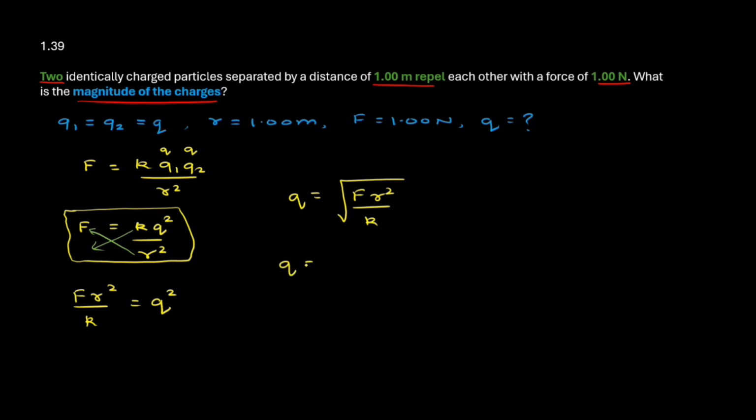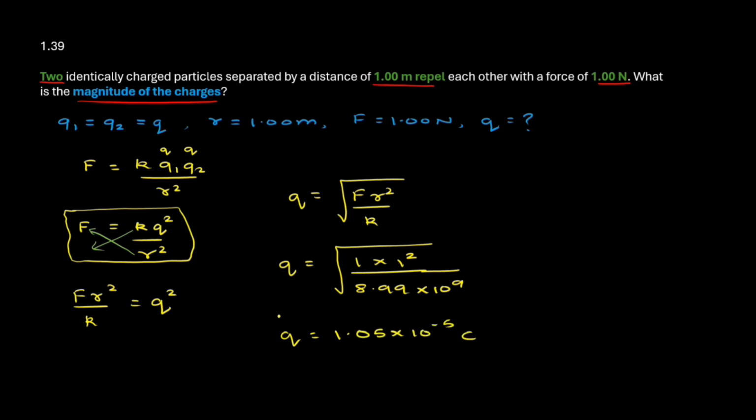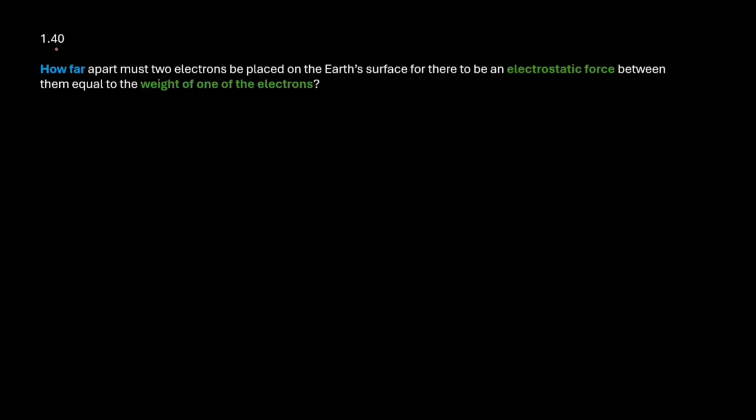Now substitute the values. F is 1 Newton, R is 1 meter, K is 8.99 times 10 to the power 9. And when you solve this, you get the value of Q as 1.05 times 10 to the power negative 5 Coulomb. Now, while solving questions, you can also take the value of K as just 9 times 10 to the power 9 instead of 8.99.